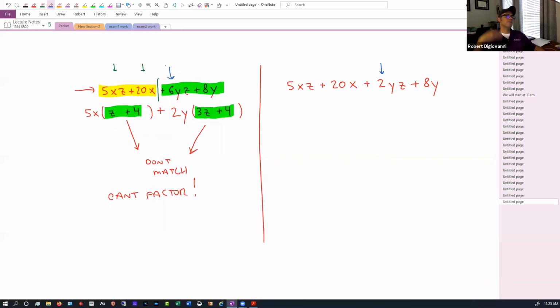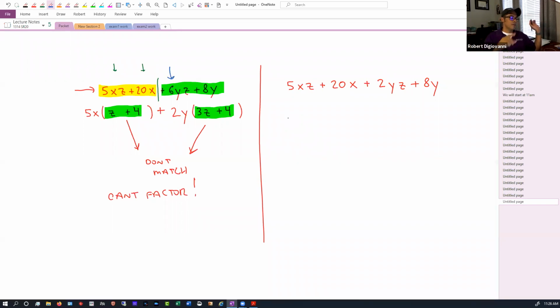Okay, so let's go through the procedure again. Step 1, do I have a GCF? Is there a number that goes into all of those numbers? No. Okay. And then the letters, I haven't changed anything. So there's not an X and a Y or a Z in all of them. So can't do a GCF.